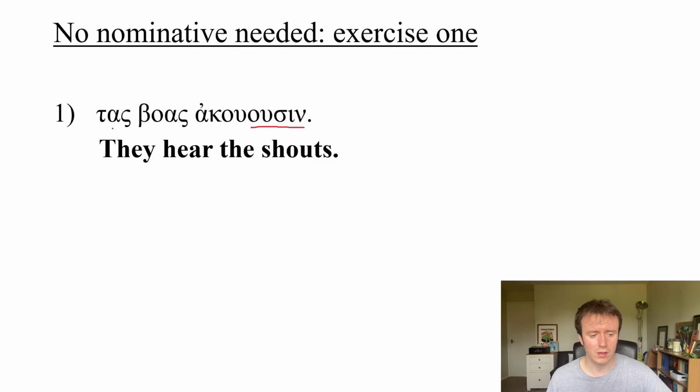And here we had the phrase tas boas. Boas is from the noun boe, which means shout, but here it's in the accusative plural as indicated by the feminine accusative plural definite article. And so we knew that the shouts were the object. And that's why we translated it as they hear the shouts. We had no nominative noun or pronoun, and we have no context, so we don't know who that they is.